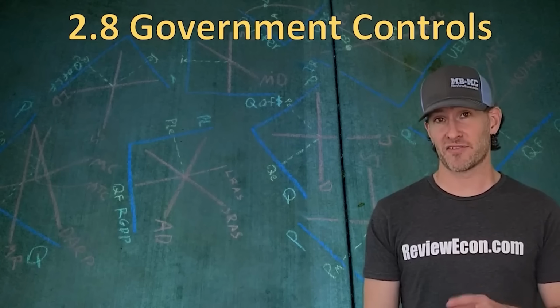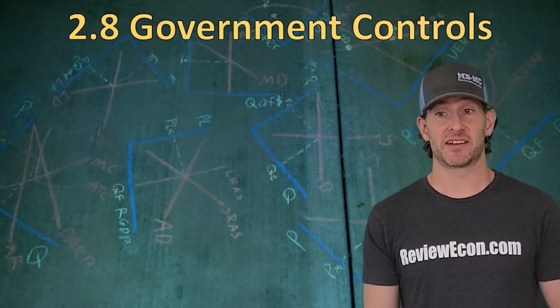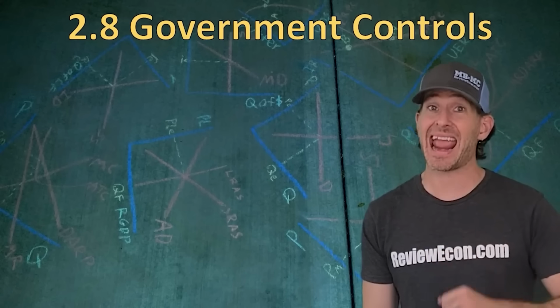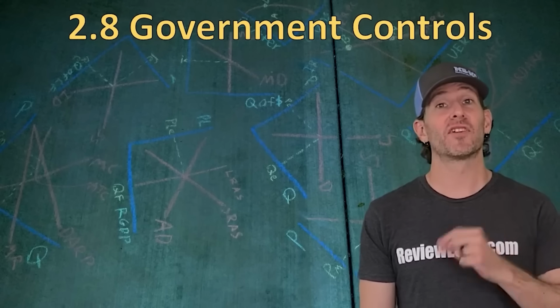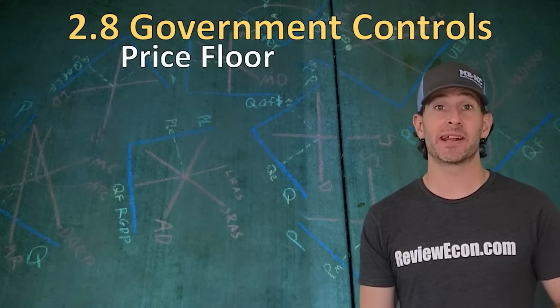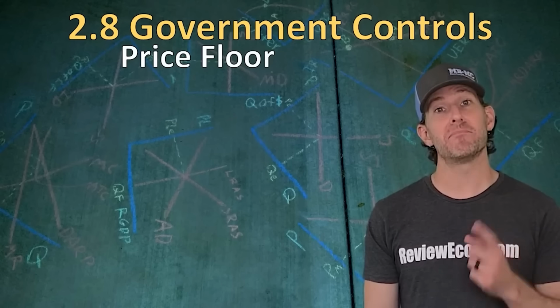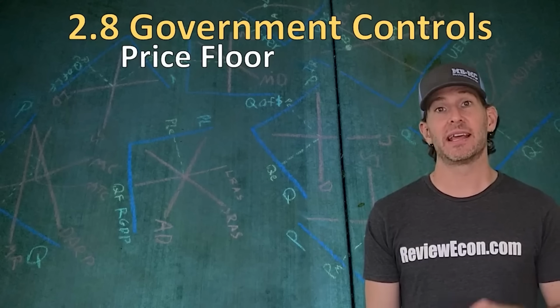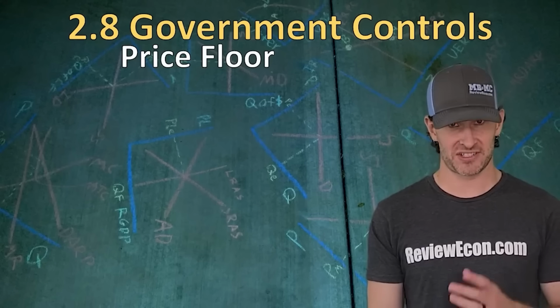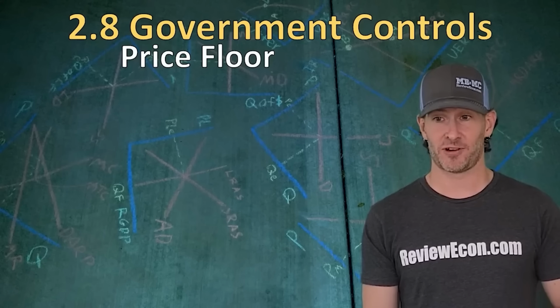Now we're going to look at how government intervention in the market system can impact consumer surplus, producer surplus, and deadweight loss. First, let's take a look at a price floor. A price floor is a government intervention that establishes a minimum price for a product. It makes it illegal to charge less. Minimum wage is an example of a price floor.